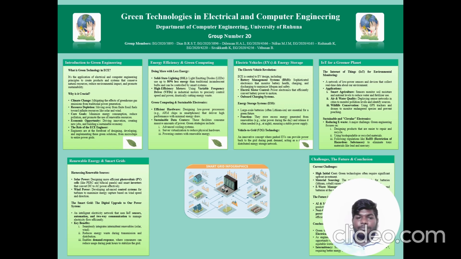Now I will be talking about how the Internet of Things, or IoT, helps make our planet greener. IoT connects small sensors and devices to the internet to collect real-time data about our environment. In smart agriculture, sensors measure soil moisture and nutrients, so farmers use just the right amount of water and fertilizer. This preserves resources and reduces pollution.